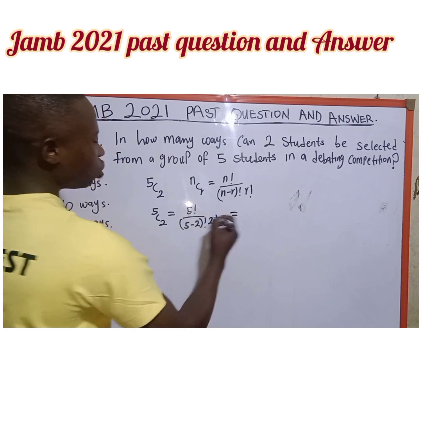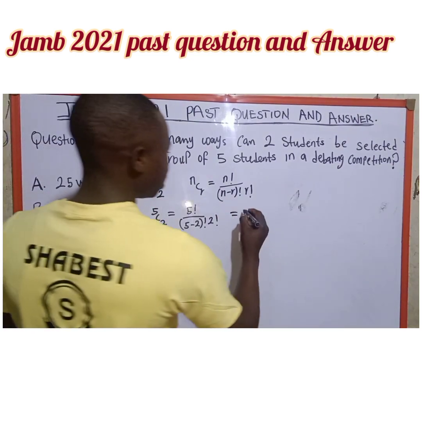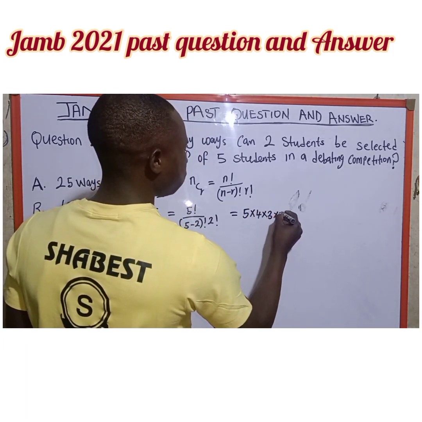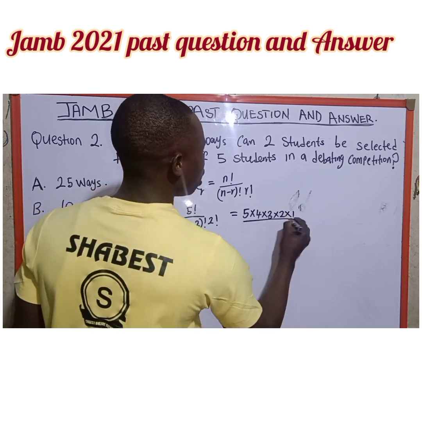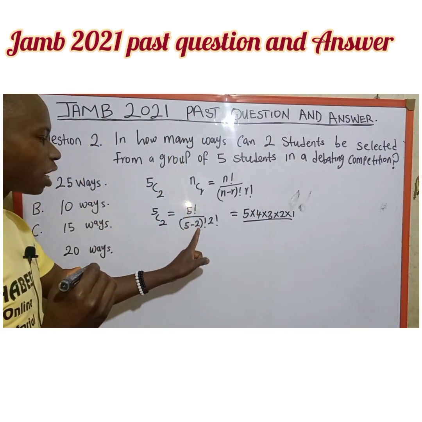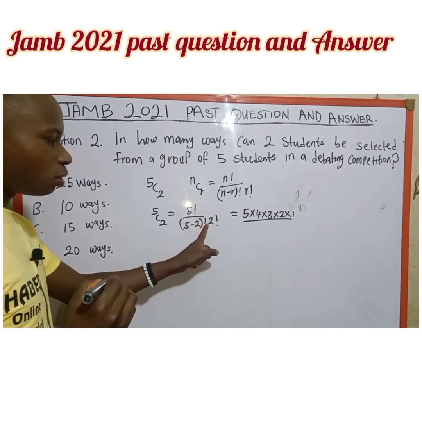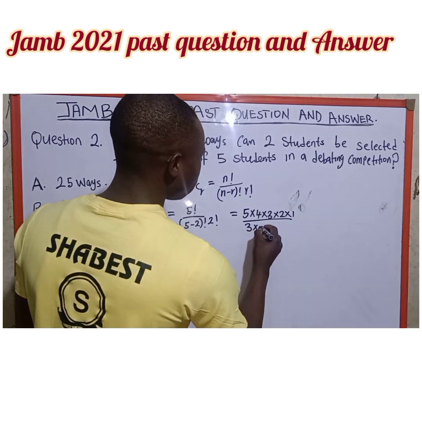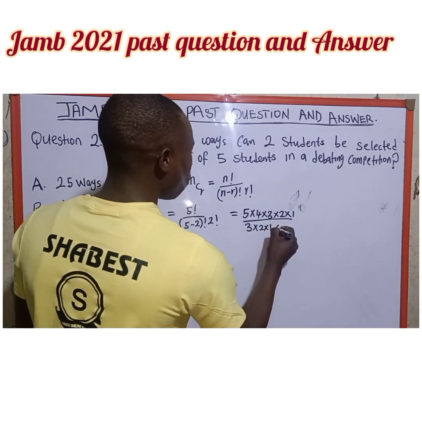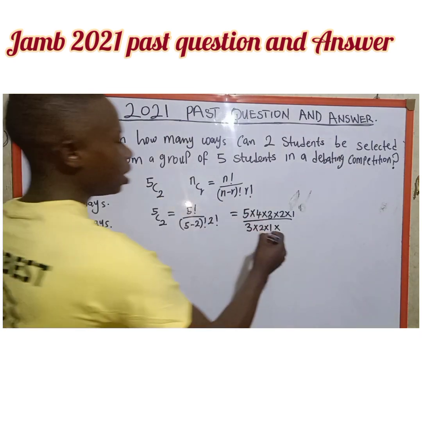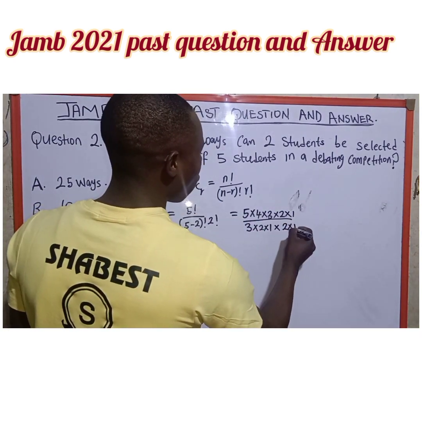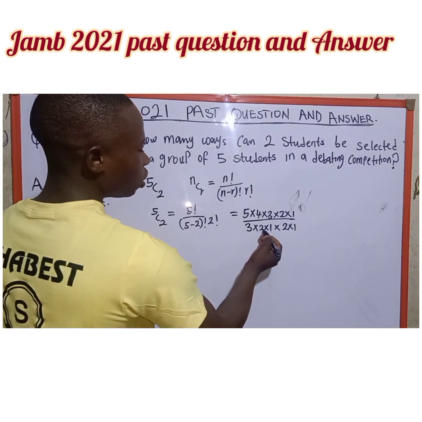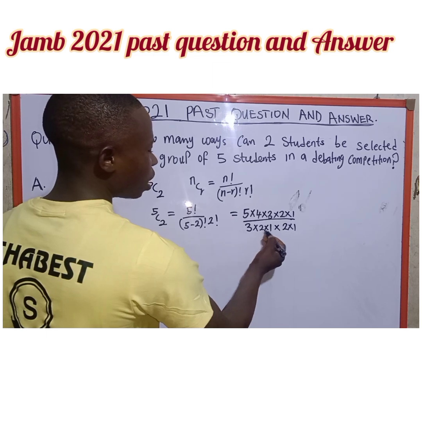So let us simplify this. We are going to have 5 factorial, which is the same as 5 multiplied by 4 multiplied by 3 multiplied by 2 multiplied by 1, over, inside this bracket, 5 minus 2, which gives me 3, so 3 factorial, which implies 3 multiplied by 2 multiplied by 1, then multiplied by this 2 factorial, which implies 2 multiplied by 1. So in this case, 3 times 2 gives me 6. Then 6 multiplied by 1 also gives me 6.